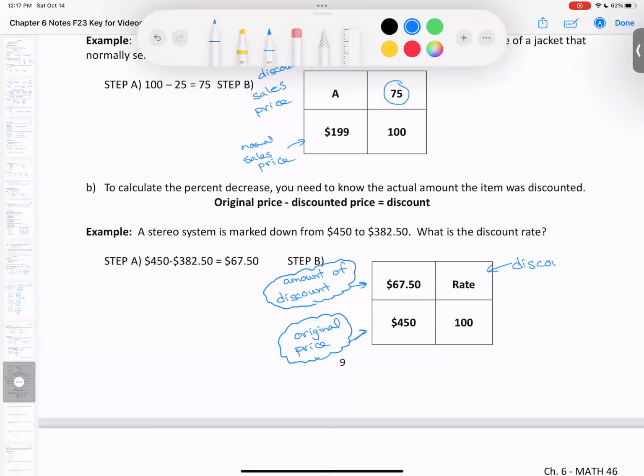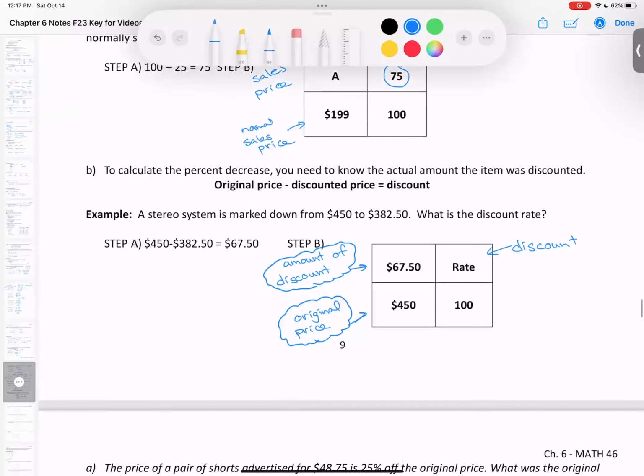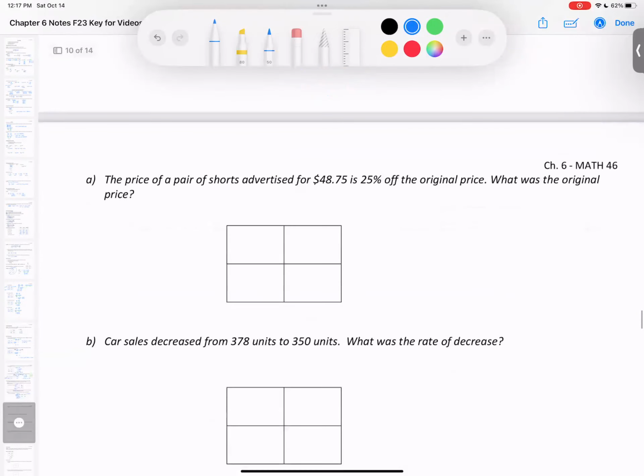So let's try some examples. We've got the price of a pair of shorts, which is advertised for $48.75, which is 25% off the original price. So our sales price now is $48.75, and they're saying that is 25% off the original price. So our amount is going to be our sale amount of $48.75.